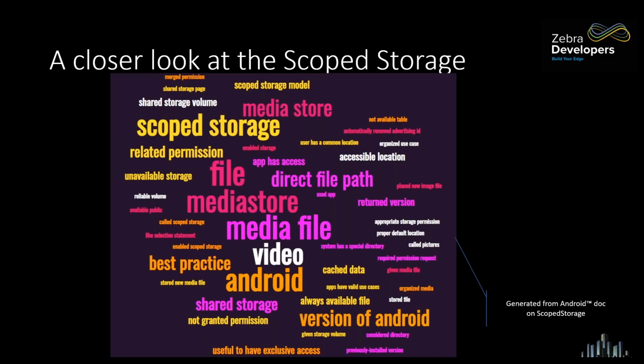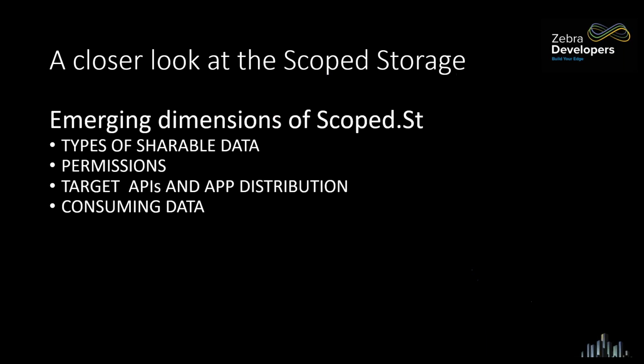I've extracted this word cloud from the official Android documentation on scoped storage. At the center, in bigger font, you see the real nature of scoped storage for Android developers. It's all about the Media Store and the media files. You can also find other interesting keywords like the versions of Android, the best practices, and the permissions. But the main interest is about the media files. And in the end, most of the work is done around these types of files.